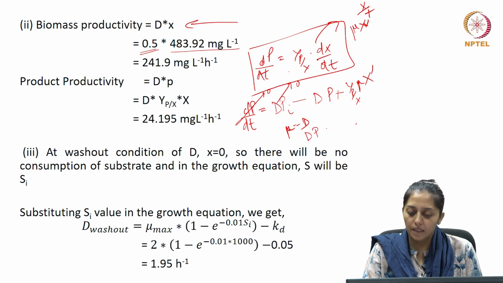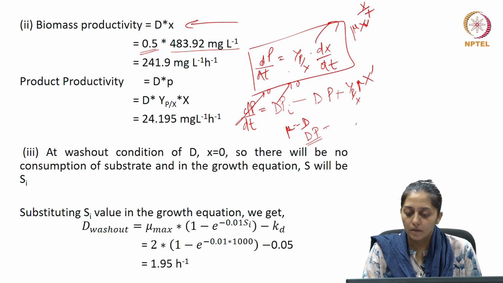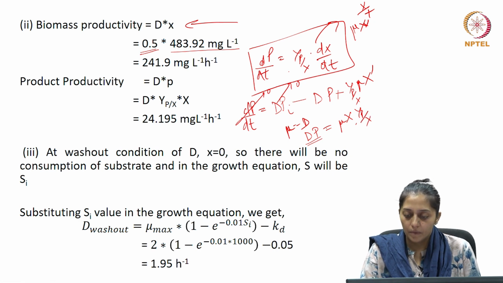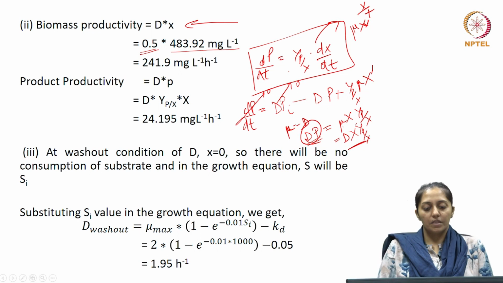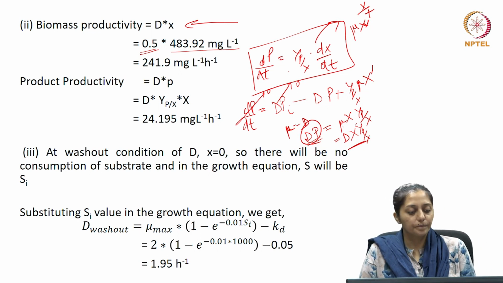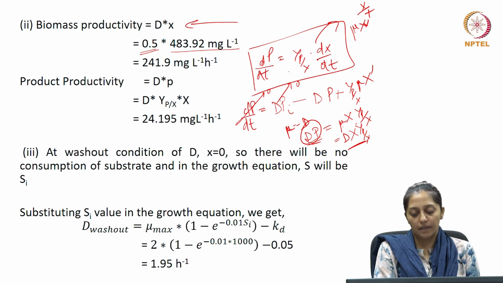So, dP/dt is also 0. So, then your D P, which is the volumetric productivity of the product, will be equal to mu times x Yp/x, where mu is nothing but D, x is the amount of biomass produced, multiplied by Yp/x, which can give you the product productivity in a steady state CSTR. Now, at washout condition of D, x is equal to 0, which means there is no biomass left inside the reactor.